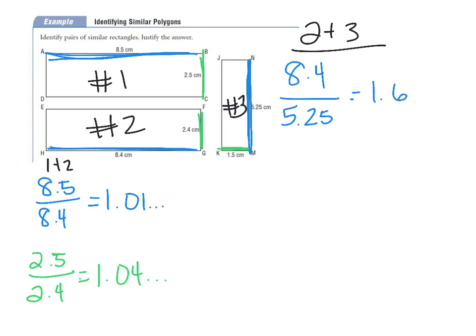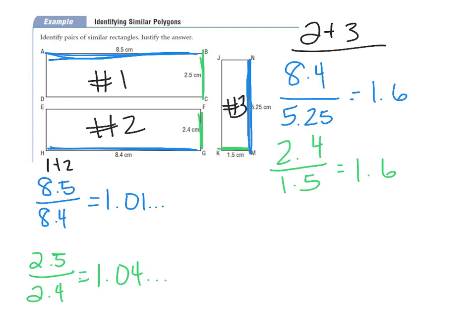Now let's do our green fraction. Keeping rectangle number 2 on top, we get 2.4 divided by 1.5. Let's find out what this is. 2.4 divided by 1.5. We end up with 1.6. So in this case, all of the angles are exactly the same in these two shapes, and we've used the same scale factor, or they're in proportion. So we used 1.6 to go from here to here, which means that rectangles number 2 and number 3 are in proportion.